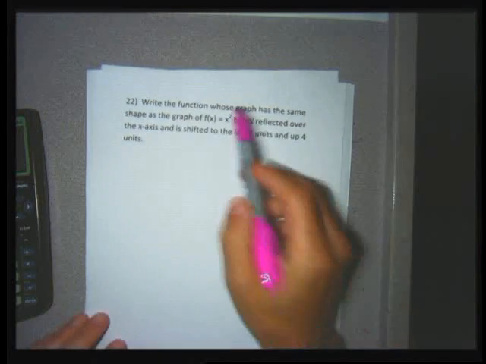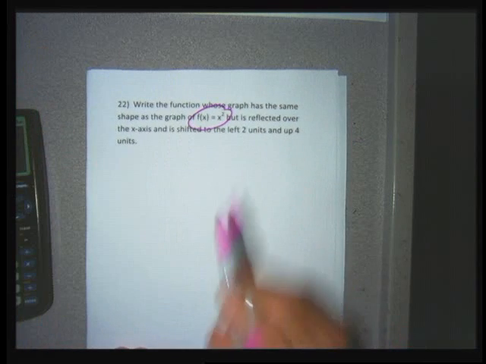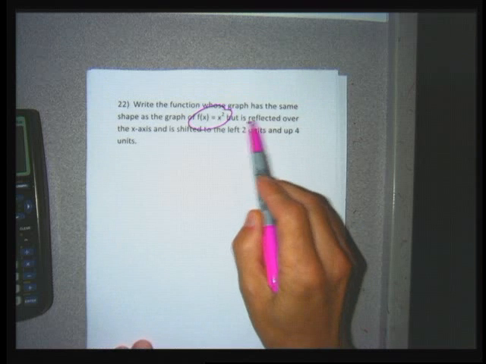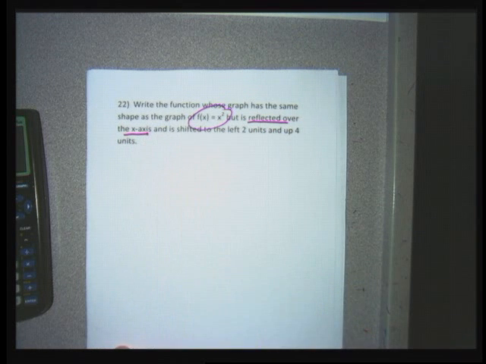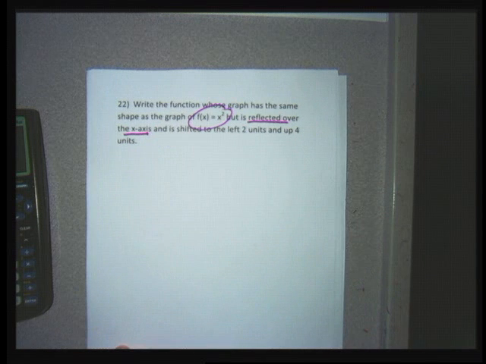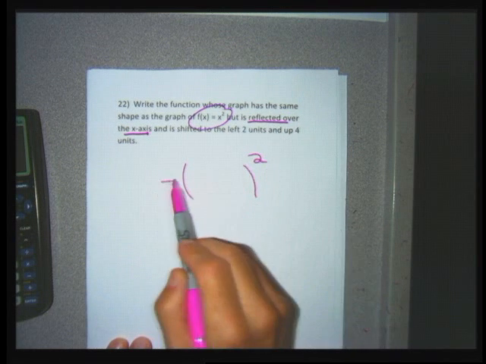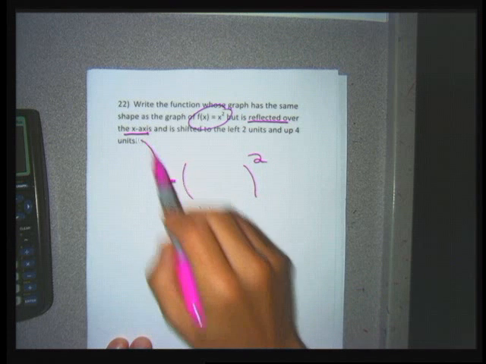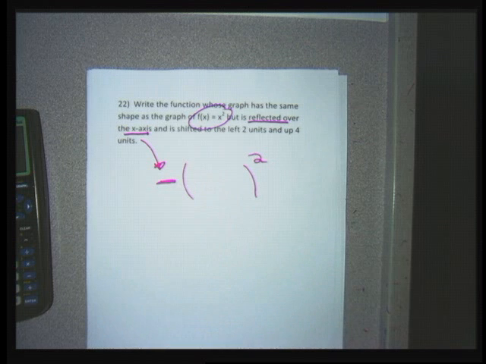22 also wants me to make a graph that has the same shape as x squared, which is nice. The first thing I see, it needs to be reflected over the x-axis. That means I need a negative, and that negative is not going to be with the x per se. It's going to be, in this case, in front of the parentheses. There's going to be a parentheses in this problem for the left shift. The negative is going to flip it over the x-axis. If I put the negative inside the parentheses with the x, it's going to reflect it over the y-axis.